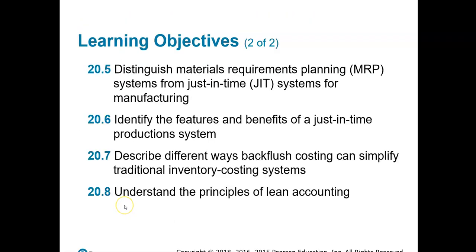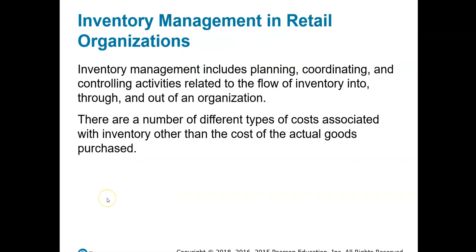Then we're going to identify and distinguish materials requirements planning, MRP systems, from a just-in-time system or a JIT system for manufacturing, because they're two opposite ends of the spectrum here. Then we're going to identify features and benefits of a just-in-time production system. We're going to talk about different ways backflush costing can simplify traditional inventory costing systems. And then we're just going to touch on understanding some of the principles of lean accounting. So let's go ahead and get started here.